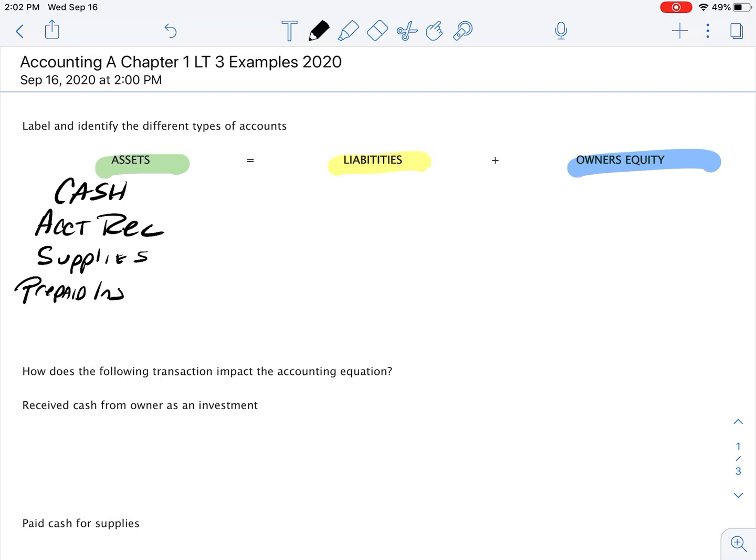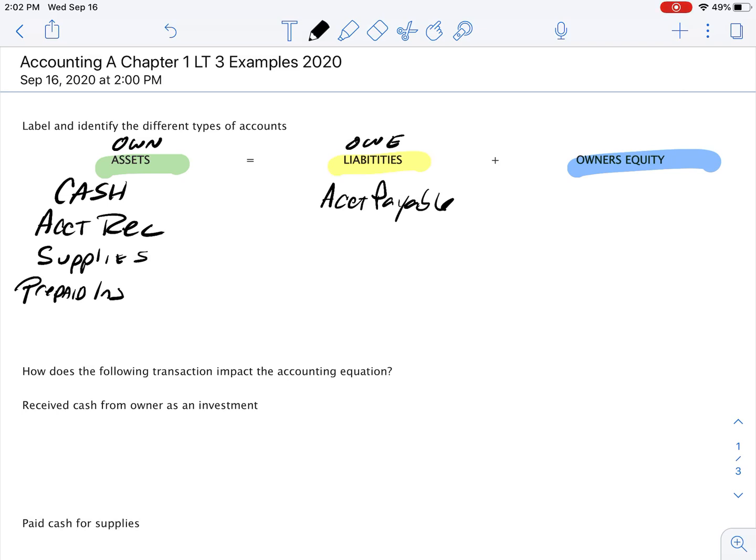Now, liabilities are things that we owe people. So these are assets, like I said, things we own. Liabilities are things that we owe people. So that would be an account called accounts payable. And we'll talk a little bit more about that.